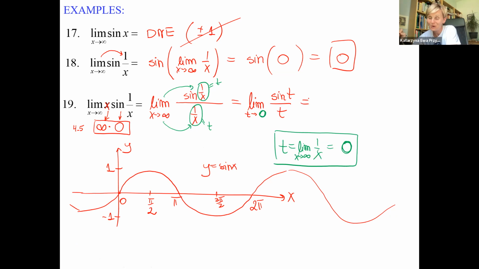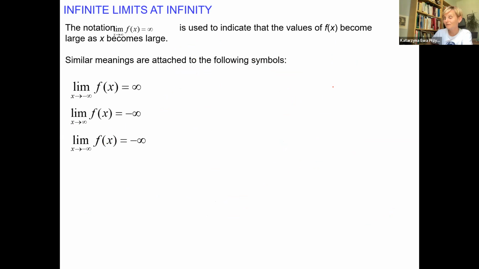And now I hope we remember this limit. I think it's section 2.6, from chapter 2. Sine of t over t as t goes to 0. We proved it, we know what it is. The limit is 1. Beautifully, we used some algebra tricks and a property from this chapter. Excellent. Okay, another set of limits at infinity.